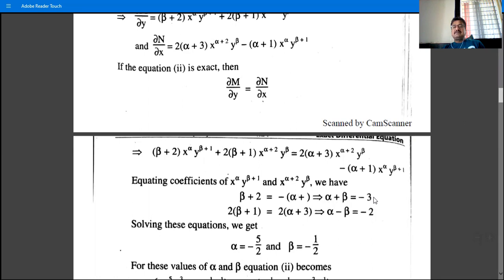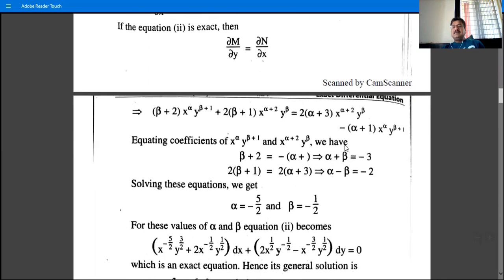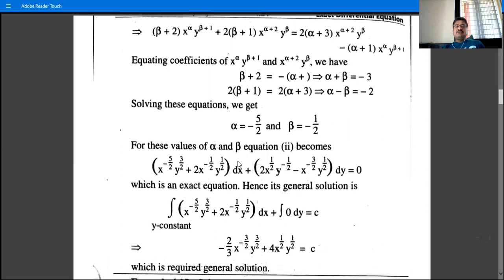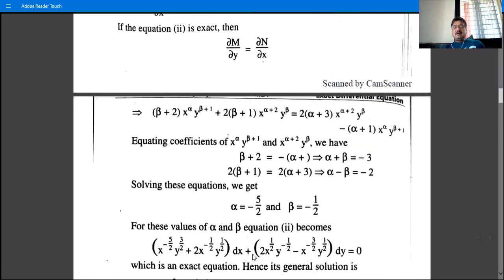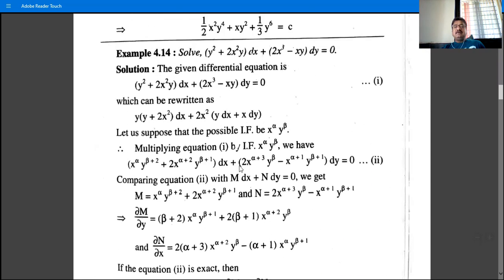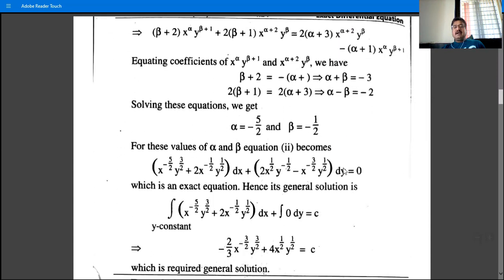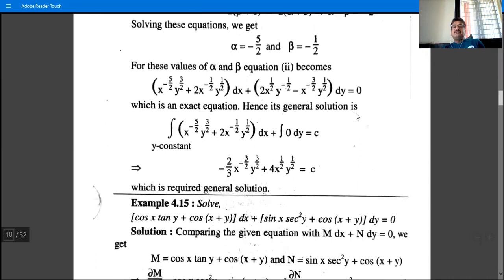and so α+β is equal to −3 as the first equation, and this 2β(β+1) is equal to this 2(α+3), the coefficient of x raised to α+2 y raised to β, and so α−β is −2. So we have to solve these two equations and find the values of α and β. So adding these two equations, we have α as −5/2, and substituting that α in equation number 1, we have β is −1/2, and therefore substitute these values of α and β in equation number 2, that is, substitute α as −5/2 and β as −1/2 in equation number 2. We have this equation, and this is the exact differential equation, and so its solution is what?